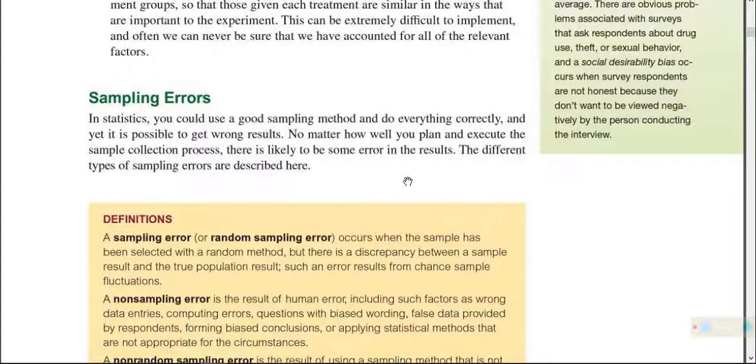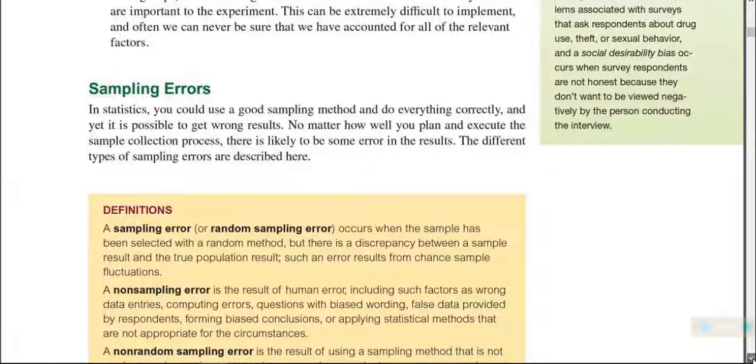Dito tayo sa sampling errors. In statistics, you could use a good sampling method and do everything correctly, and yet it is possible to get wrong results. No matter how well you plan and execute the sample collection process, there is likely to be some error in the results. The different types of sampling errors are described here. A sampling error or random sampling error occurs when the sample has been selected with a random method, but there is a discrepancy between a sample result and the true population result. Such an error results from chance sample fluctuations.